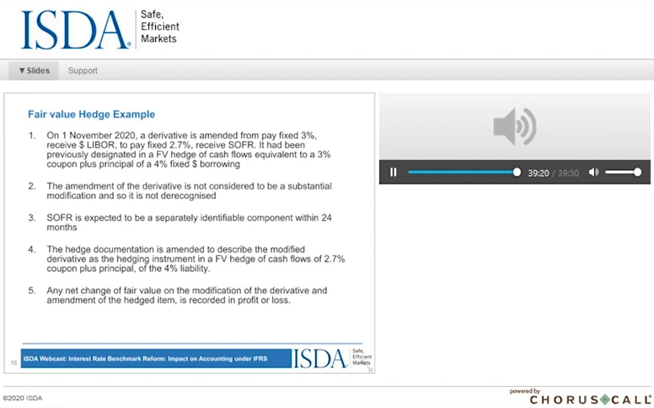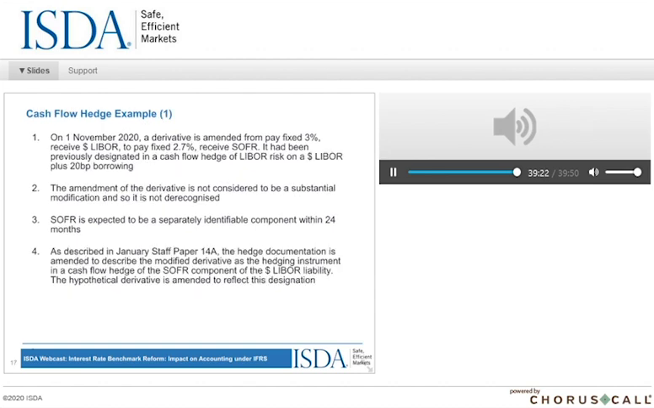Let's move on to the next slide, which talks us through the cash flow hedge example. Now, the difference on this slide is that we have got two items that will change, not only the derivative, but also the hedged item, which is based upon floating rates. It's the same swap, but this time it's been designated as a hedge of the LIBOR risk in a dollar LIBOR plus 20 basis points borrowing.